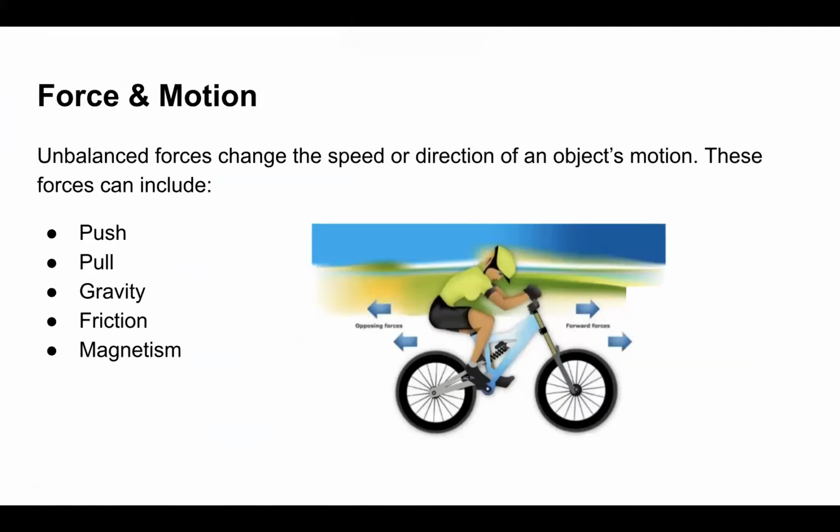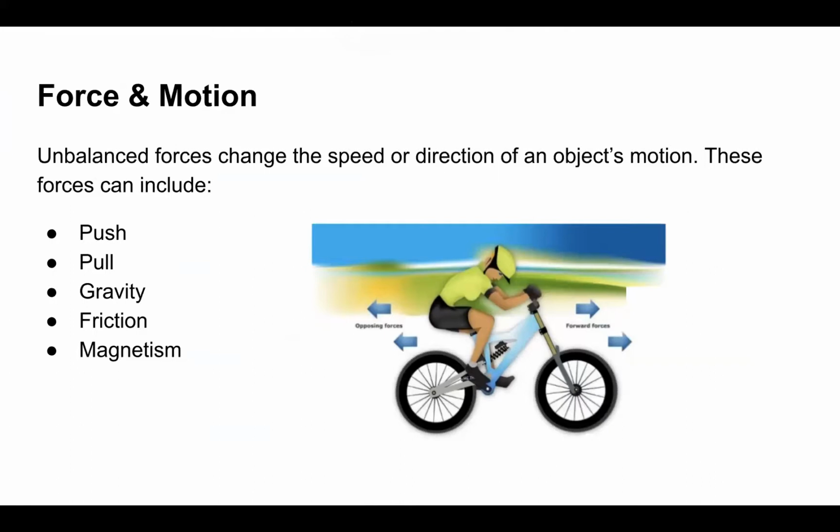So these forces can include a push, like if you go to the grocery store and get a cart and push it around to get your groceries, you are changing that speed and direction of the cart. So those are unbalanced forces that are making that cart move, and you're the one exerting the push on it. If you pull a wagon around, you're changing that wagon's speed and direction wherever you walk. So that's again unbalanced forces changing the speed or direction of a wagon.